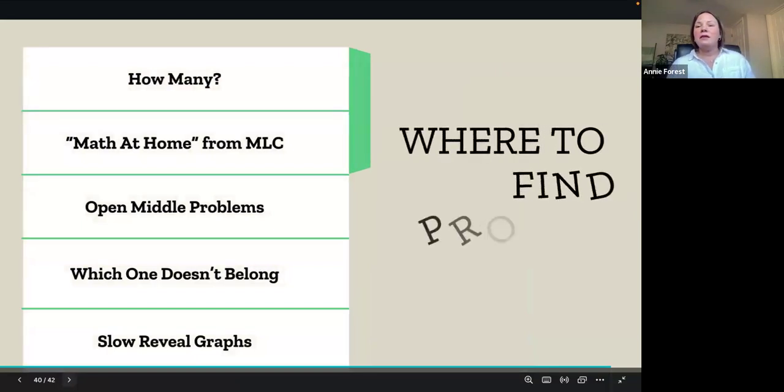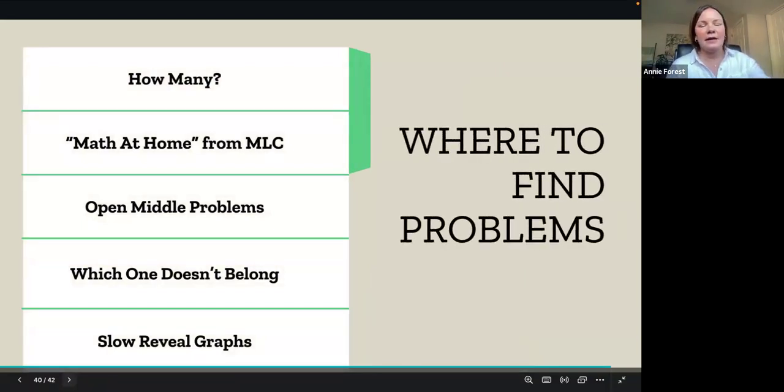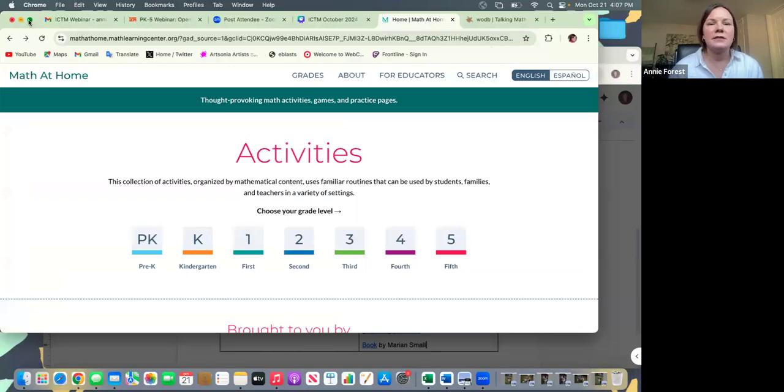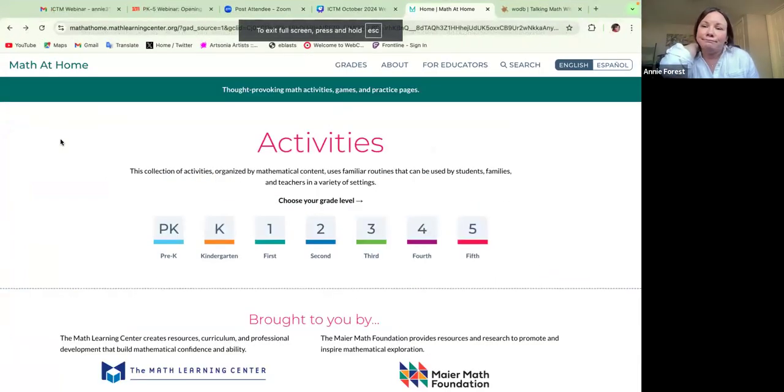Okay, the next one, I'm going to have to get away from my slides because I want to show you the actual resources. The first one that I'm going to show is called Math at Home, and it's from the Math Learning Center. This resource was developed during the pandemic, actually, to have some resources for teachers or parents to use, especially when we were not live with kids. But luckily, they came up with a bunch of good prompts, and so they archived it on this site. Again, the link is on the document I shared with you. They put them all here, and now you can use them in the classroom.